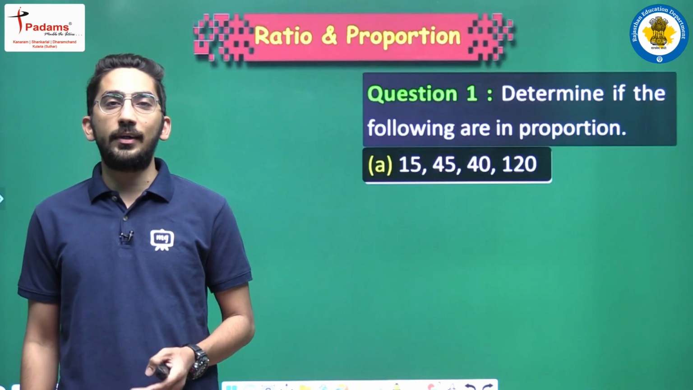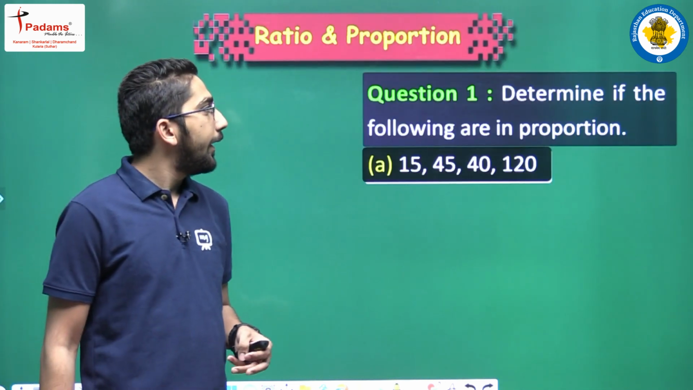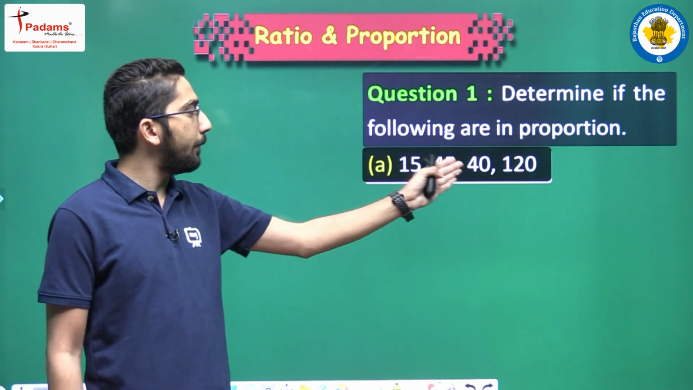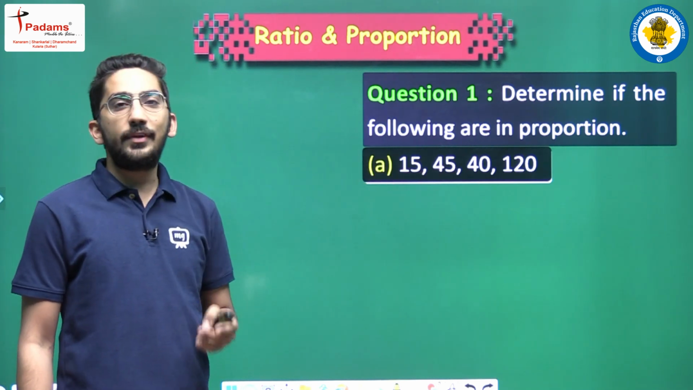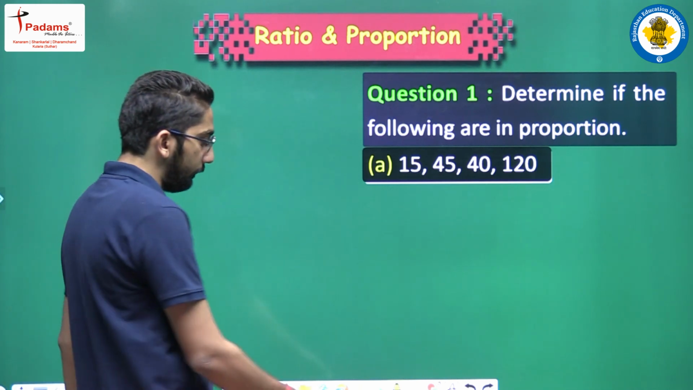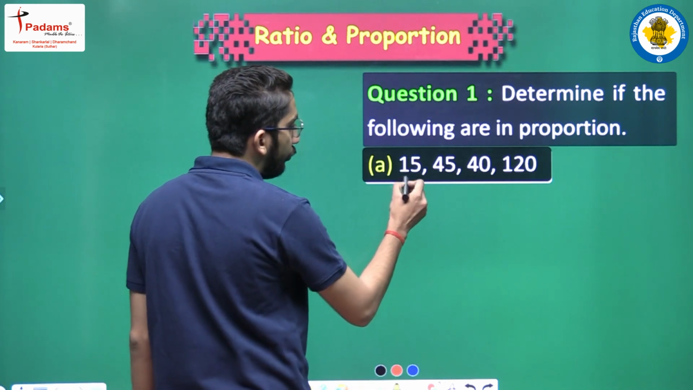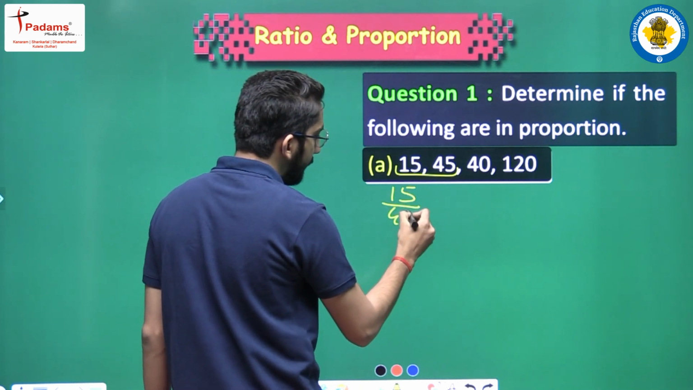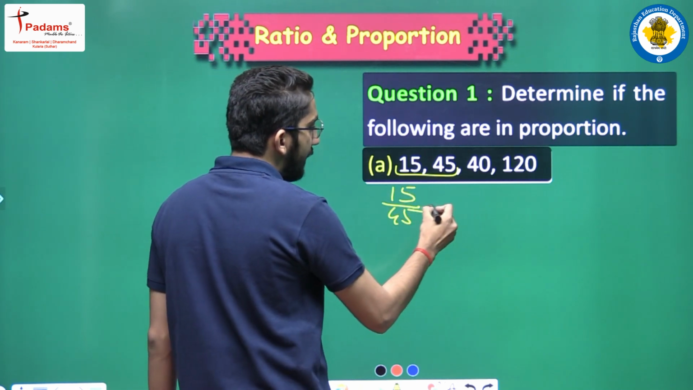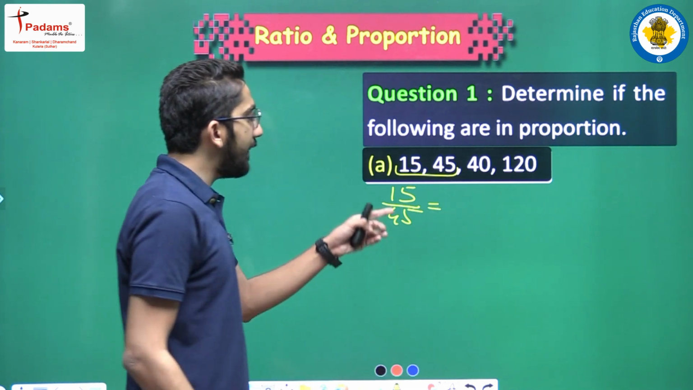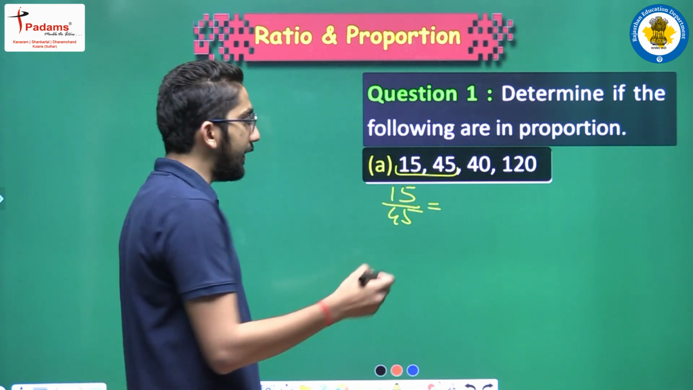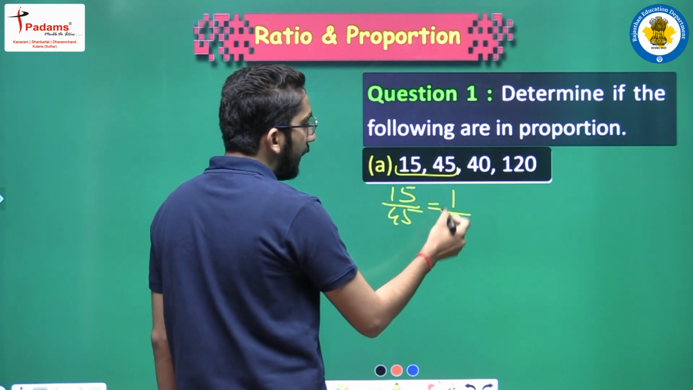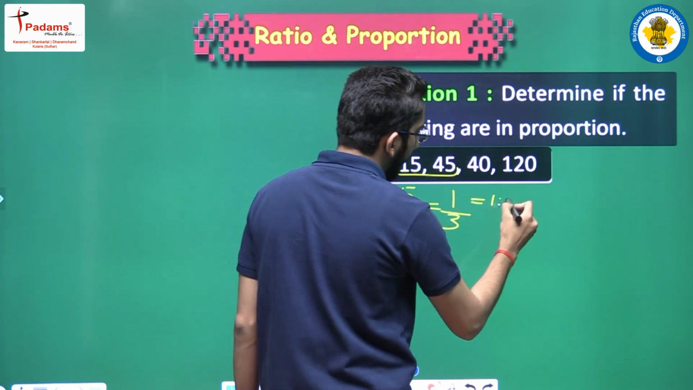So let's just start with the first question. Determine if the following are in proportion. So we have four numbers here and we have to check if they are in proportion or not. So how we used to check 15 and 45? We will check for them first. 15 and 45, you can simplify it further. You can divide both of them with 15. So it will come out to be 1:3, right?